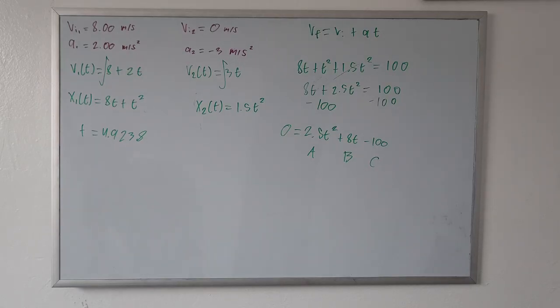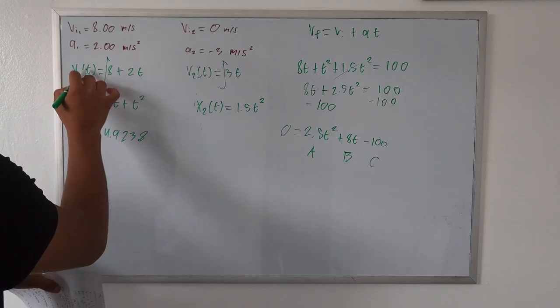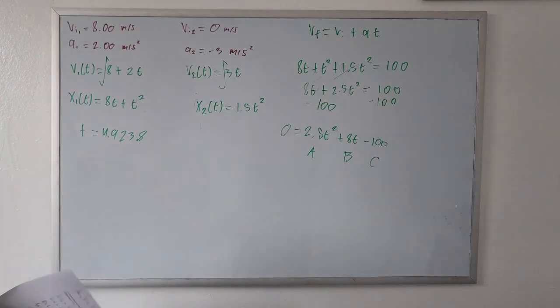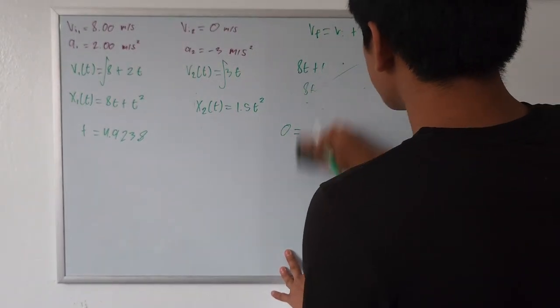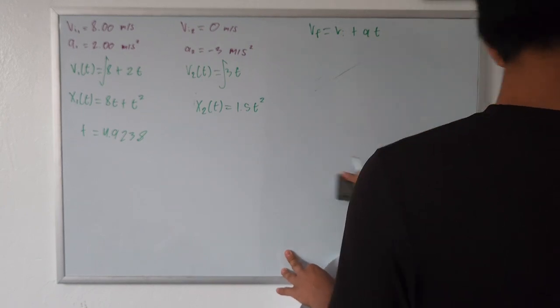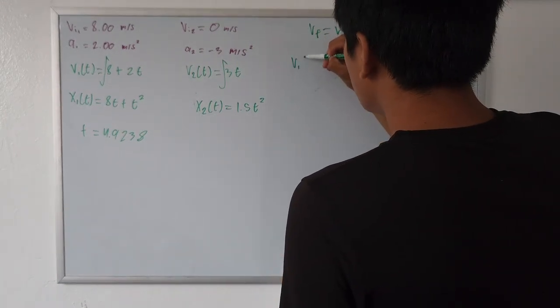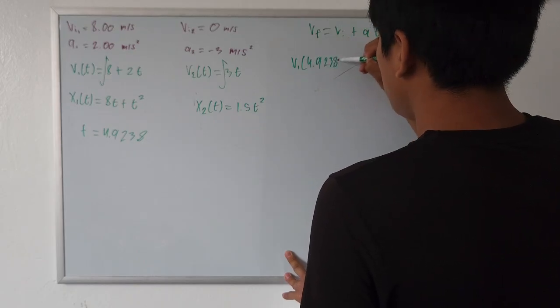So now what we're going to do with this time is plug it into the velocity equations for each of them to find out what their velocity is at that time. So we have V1 of 4.9238.